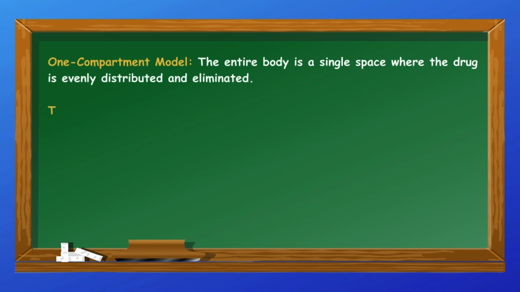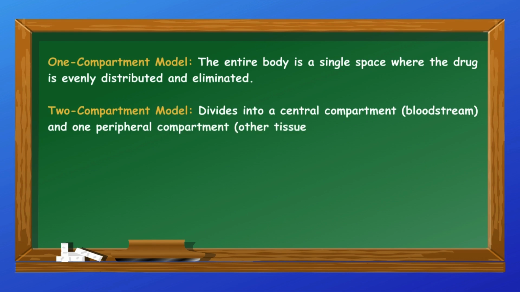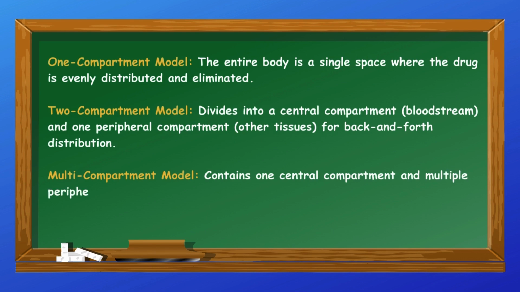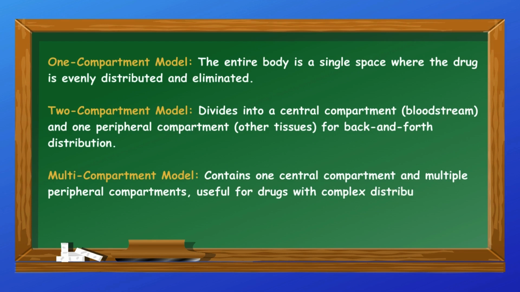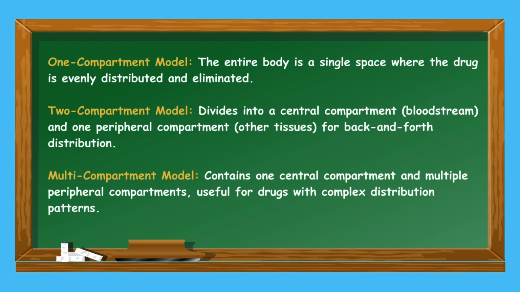Now in compartment models, based on the number of compartments involved, they are classified into the following types. One-compartment model: here, the entire body is a single space where the drug is evenly distributed and eliminated. Two-compartment model: this model divides into a central compartment, the bloodstream, and one peripheral compartment, other tissues, for back and forth distribution. Multi-compartment model: this model contains one central compartment and multiple peripheral compartments, useful for drugs with complex distribution patterns. This classification is based on how many compartments are used to represent the body in the model.